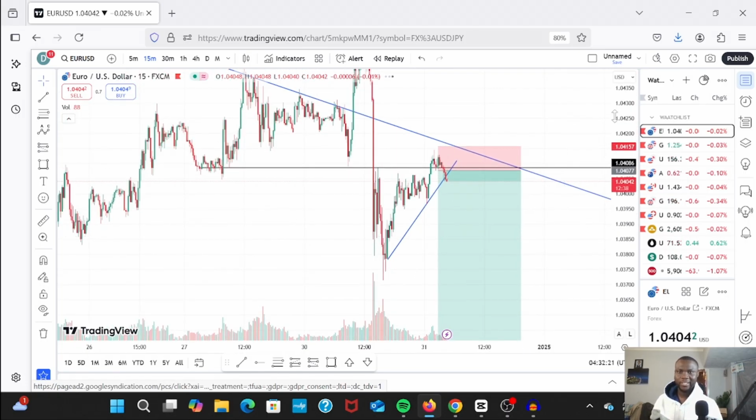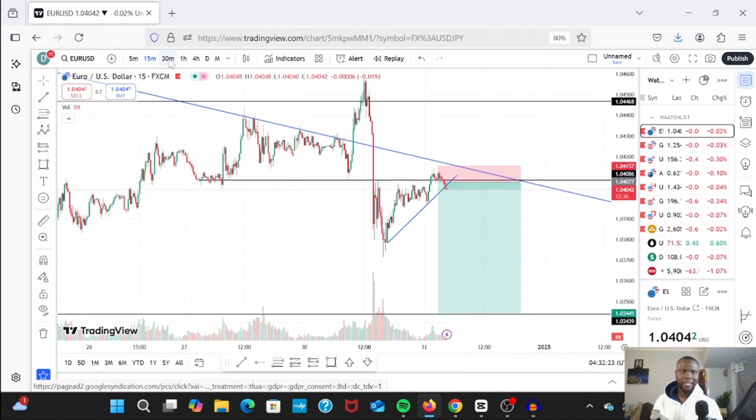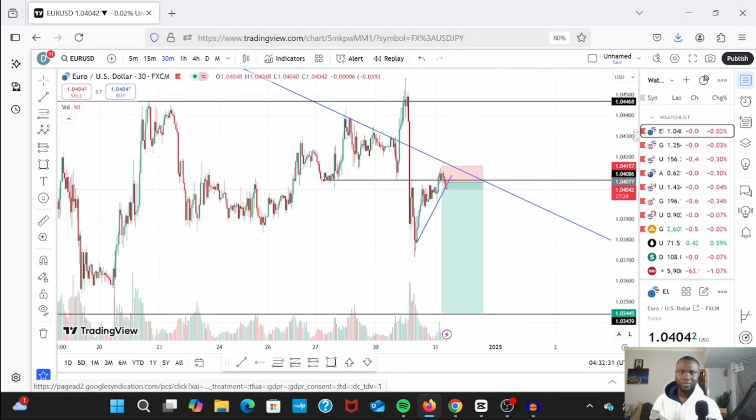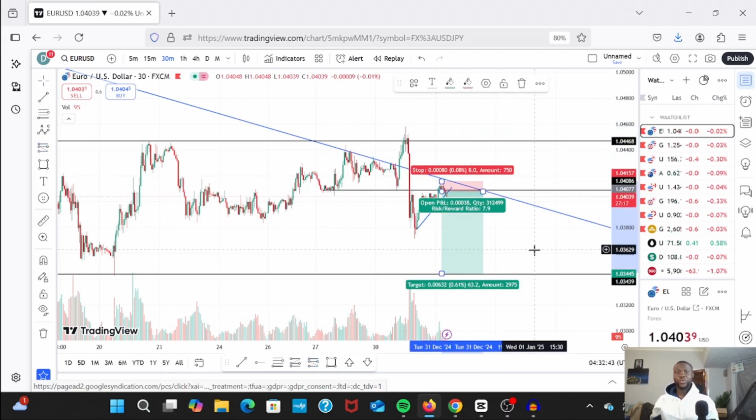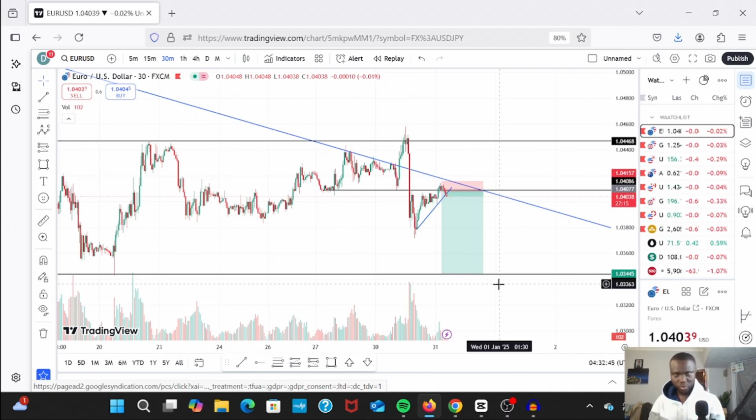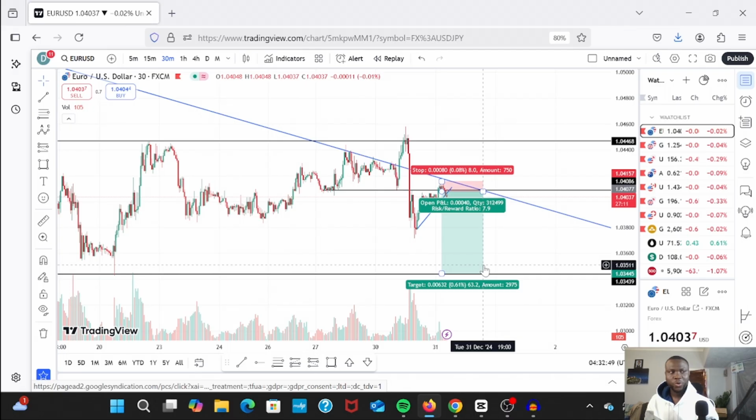So you can see, this is how I make my analysis. On a 15 minutes, I have what? An M, and it's already breaking what? The trend line. You see? Because we missed the first opportunity we had here. So now this is the second opportunity we're having for us to take this trade. So we've done our analysis on Euro USD.